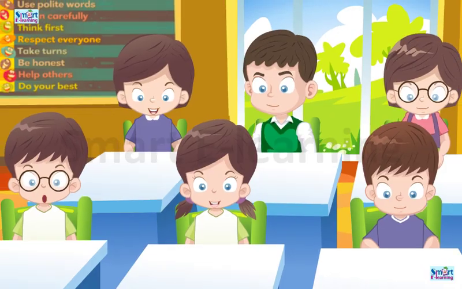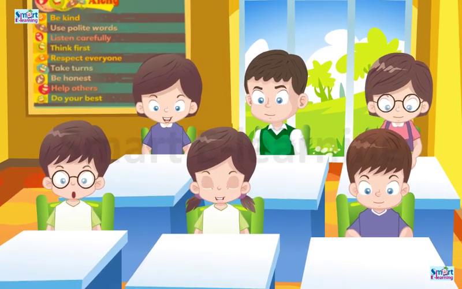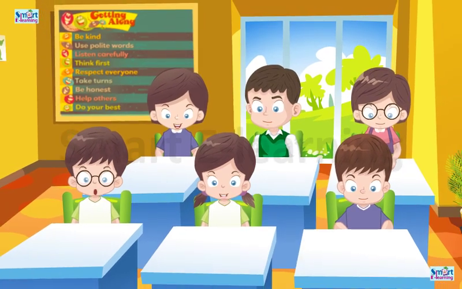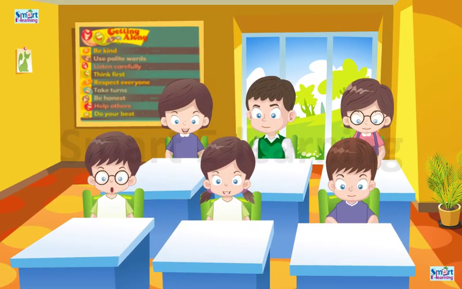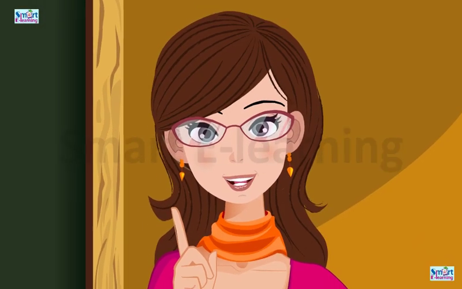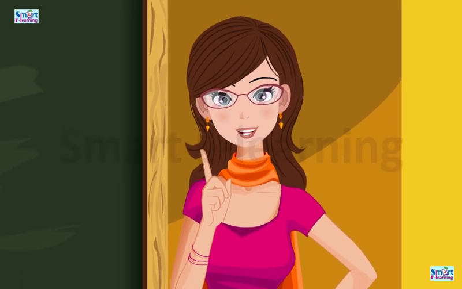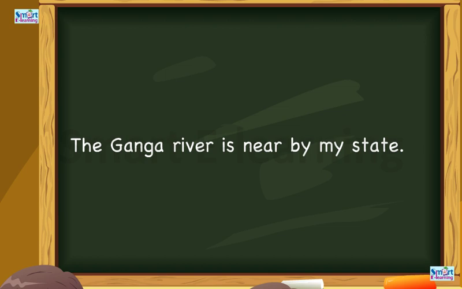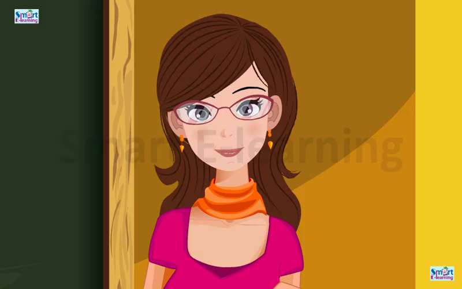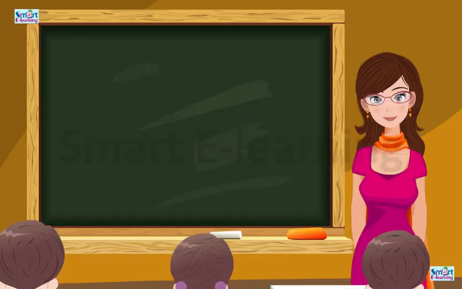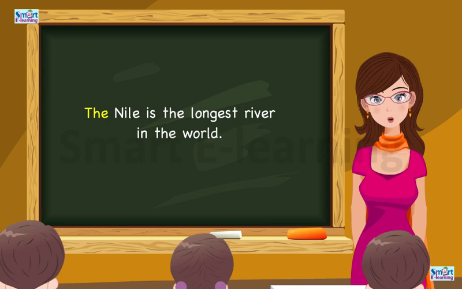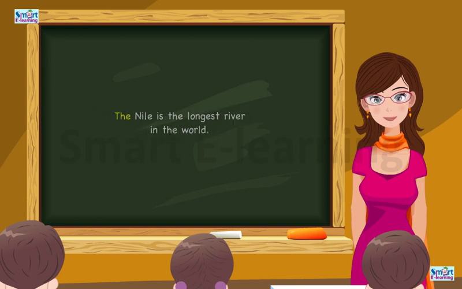Use of the definite article. The is called a definite article and it can be used before singular as well as plural nouns in the following situations. Before such nouns which have been introduced earlier. The Ganga river is near my state. Before the superlative degrees of adjectives. The Nile is the longest river in the world.